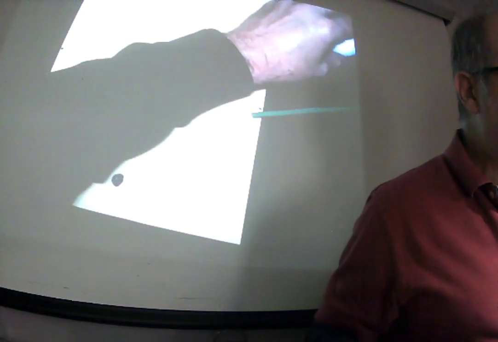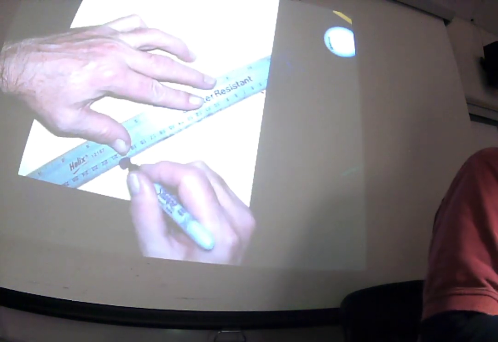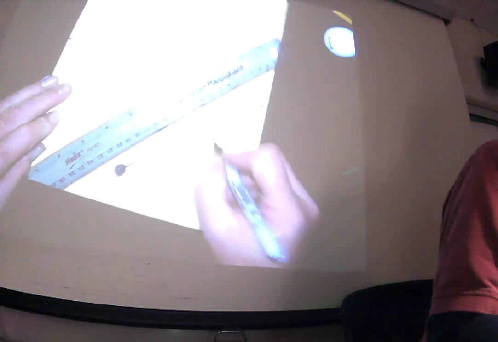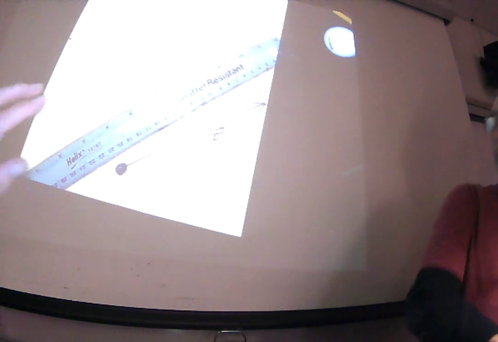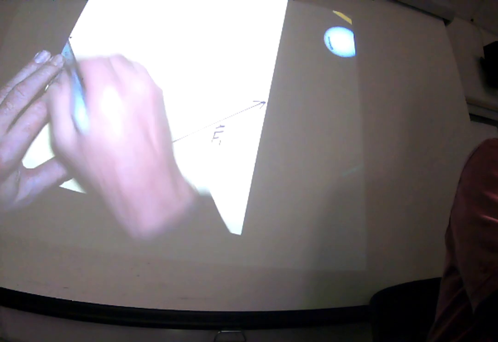And I want to draw some vectors. So I have a force vector that's trying to push the ball this way. I'll call that F1. All right. And then I have another force vector over here trying to push it this way. And I'll call this one F2.